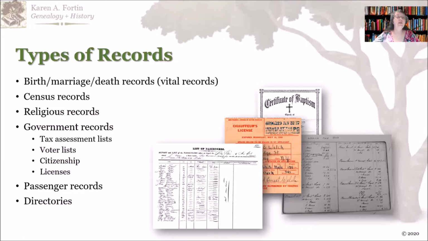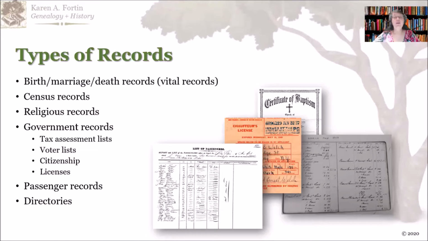Voters lists may also be available that can help establish when your ancestors lived in a given location. You may be able to find citizenship or naturalization records for your ancestors. And there were many different types of licenses that they may have had to apply for. Anything from dog licenses to business and professional licenses.